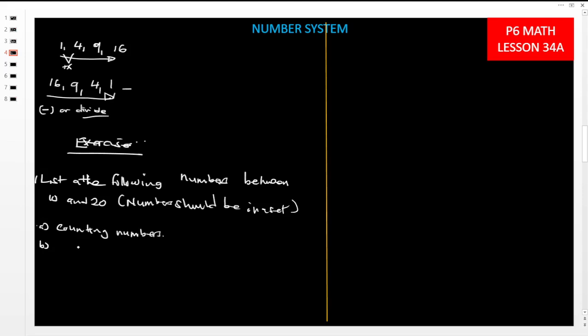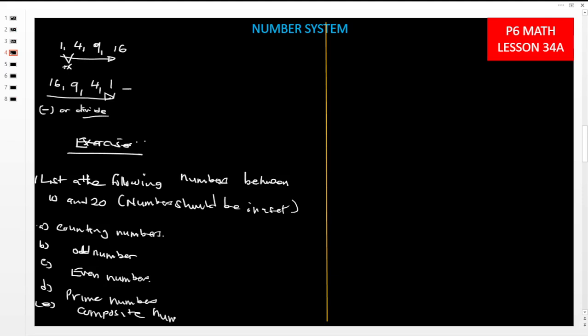Then B here, we have odd numbers between 10 and 20. C, we have even numbers. Then D here, prime numbers. Then E, you list the composite numbers between 10 and 20. Then F here, we get square numbers.